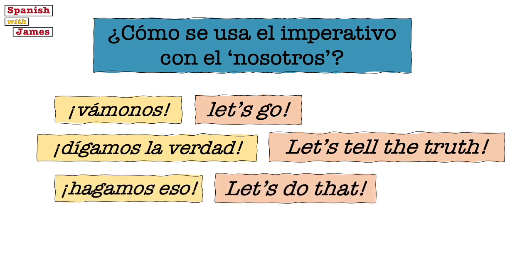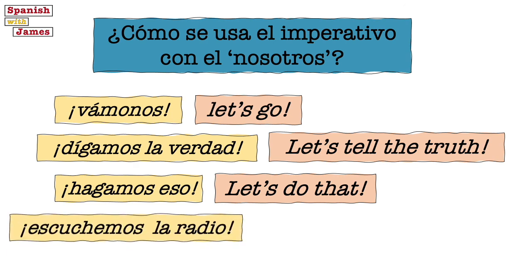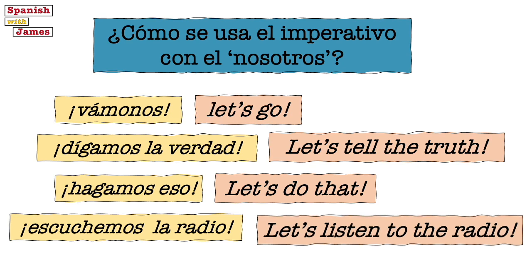Hagamos eso. Let's do that. So again, hago goes to haga in the usted form, hagan in the ustedes, and in the nosotros form, hagamos. Escuchemos la radio. Let's listen to the radio. So again, it's an AR verb, but it takes the emos ending, so it's all back to front with the subjunctive, which is what we use for the usted, ustedes, and nosotros forms of the imperative.